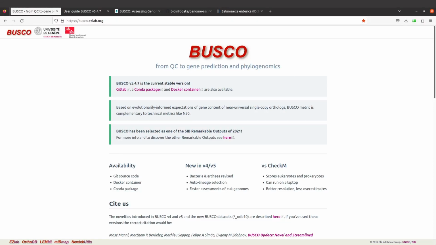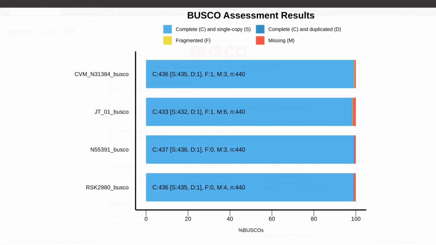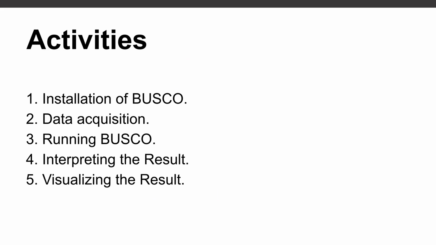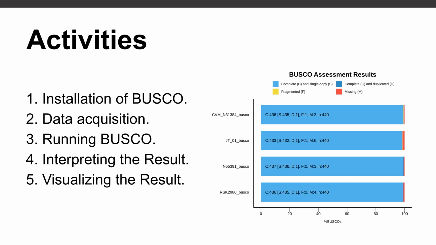In this tutorial, I am going to show you how to evaluate genome assemblies using BUSCO. By the end of this tutorial, you'll be able to generate this figure that is being shown right now. Now, let's get started. For this tutorial, we are going to first install BUSCO, then download example data and evaluate the genome assembly that we download. And then we will generate the visualization, the one I showed.